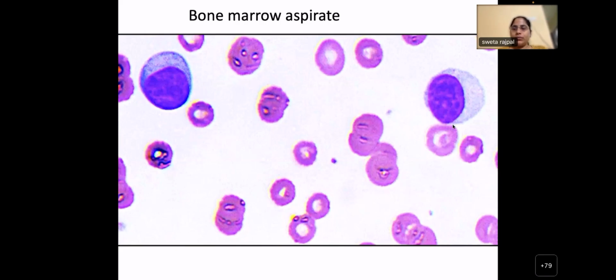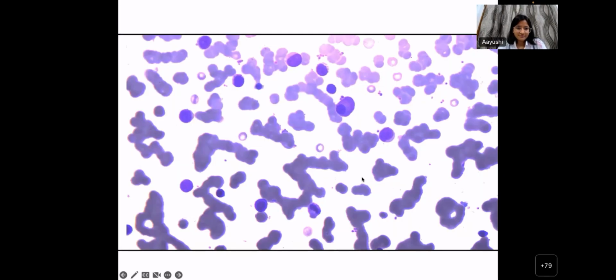And here the two cells are shown which are having an eccentric nucleus, along with the cytoplasm showing slight... most probably it is going towards a lymphoplasmacytoid cell. Perfect. So lymphoplasmacytoid cell. Aishwarya, what is this cell here?